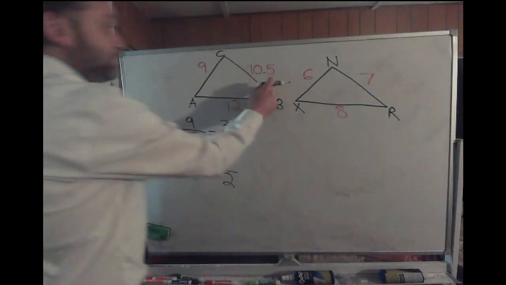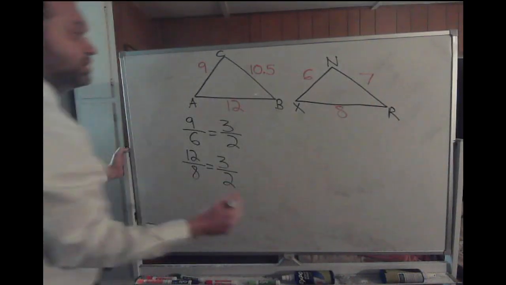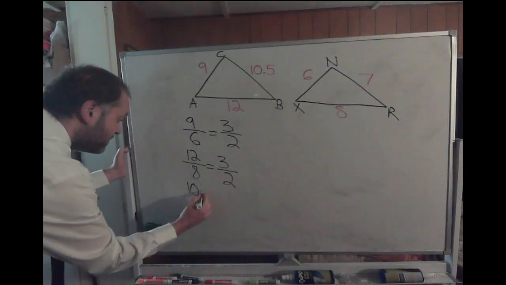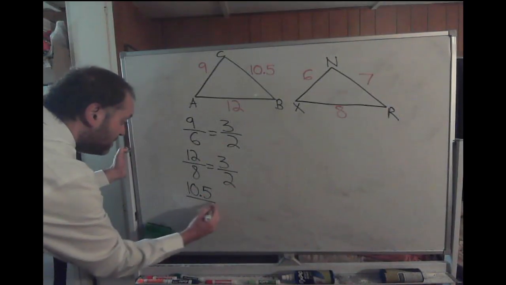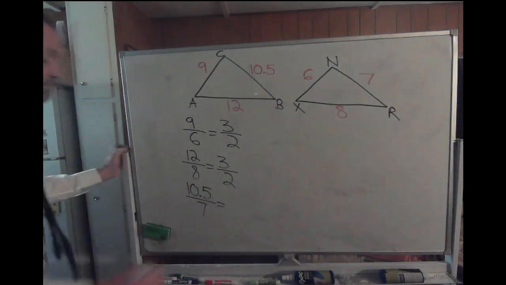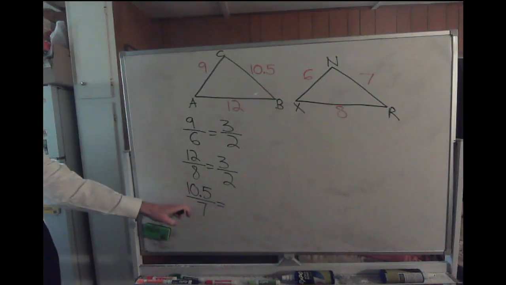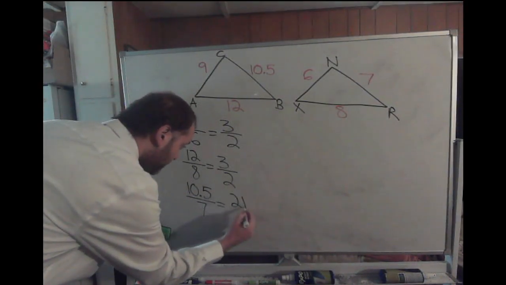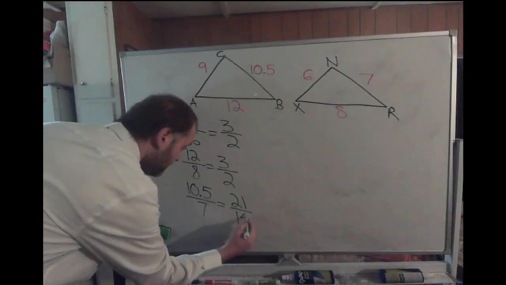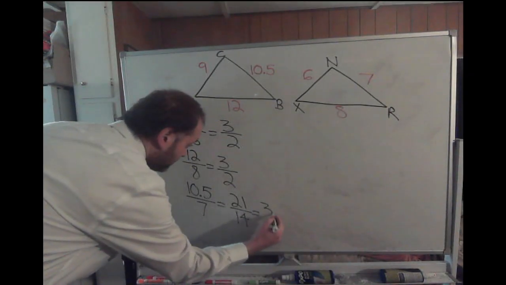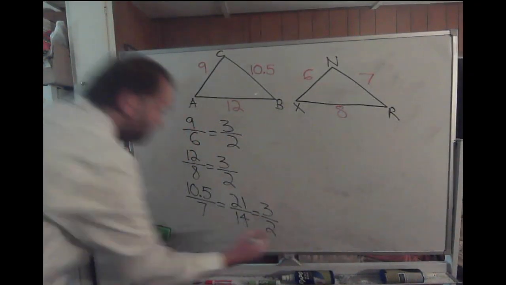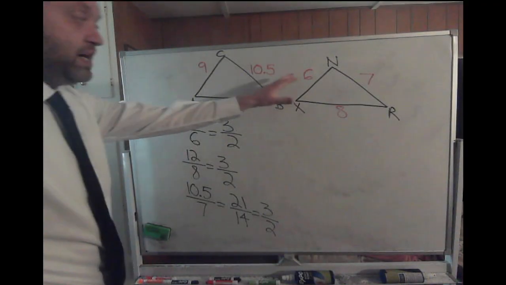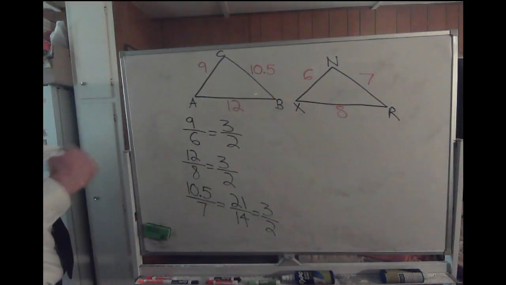So that means CB has to be in proportion to NR, which would give you 10.5 to 7, which once again I'm going to suggest multiplying both numerator and denominator by 2 to get rid of your decimal. That would give you 21 to 14, which would coincidentally give you 3 to 2. So we're given that all three sides of the triangles are in proportion to each other.